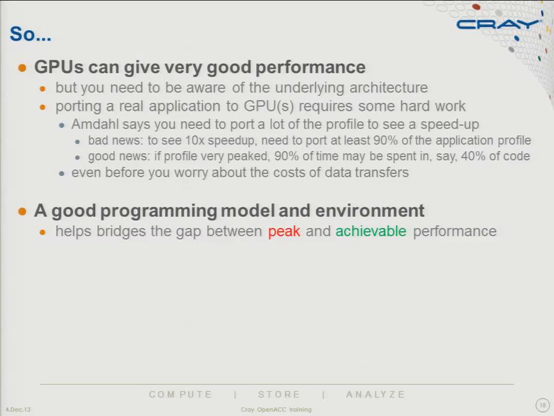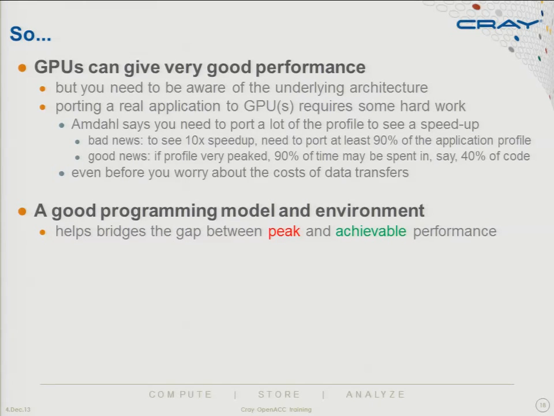And as I say, if the GPU is 10 times faster, you need to port a lot of your code to the GPU to really see the speed up. Otherwise, the serial code will just kill you. If you port 10% of your code to the GPU and the GPU is infinitely fast, you've only removed 10% of the runtime from your code.